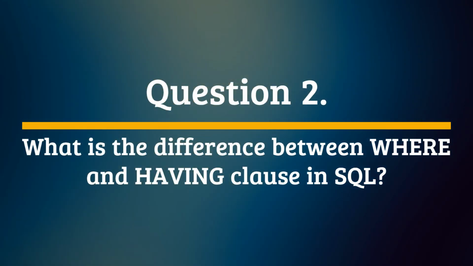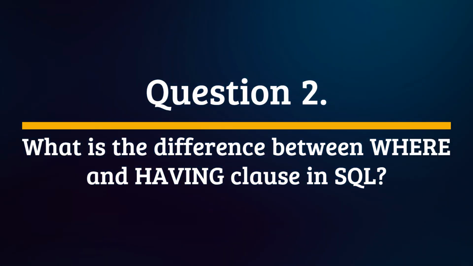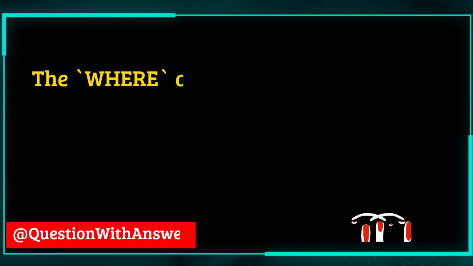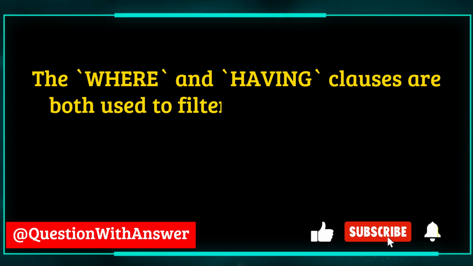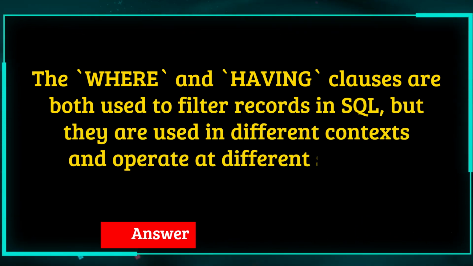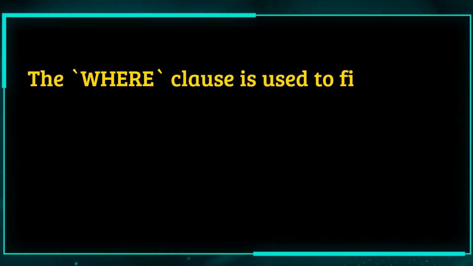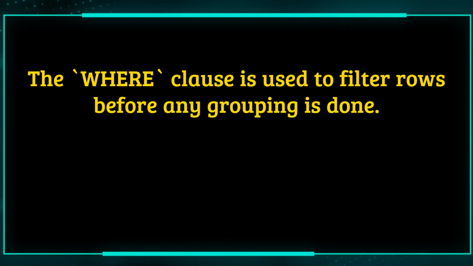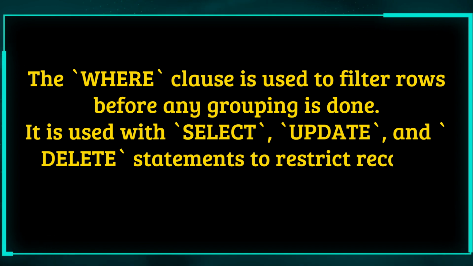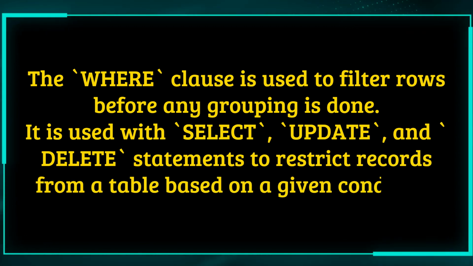Question 2. What is the difference between where and having clause in SQL? Answer. The where and having clauses are both used to filter records in SQL, but they are used in different contexts and operate at different stages of query processing. The where clause is used to filter rows before any grouping is done. It is used with select, update, and delete statements to restrict records from a table based on a given condition.